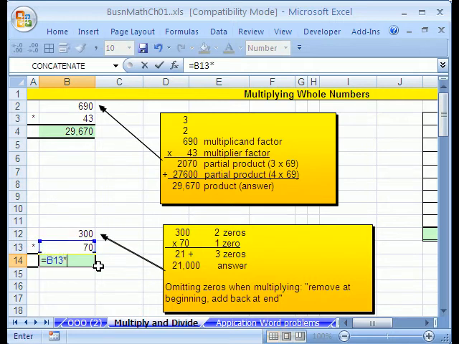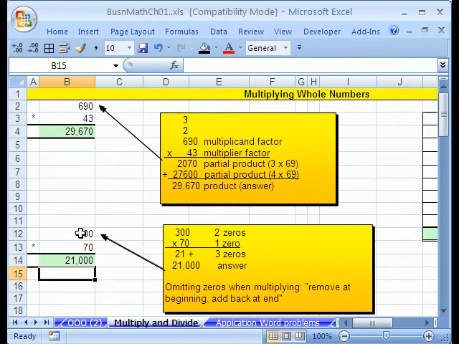Equals this times this. Now wait a second. Up here, I did the top one times this. Here, I did this one times the top one. Is that OK? Yeah, because multiplication is commutative. You can do it in any order. 1 times 2 is the same as 2 times 1.